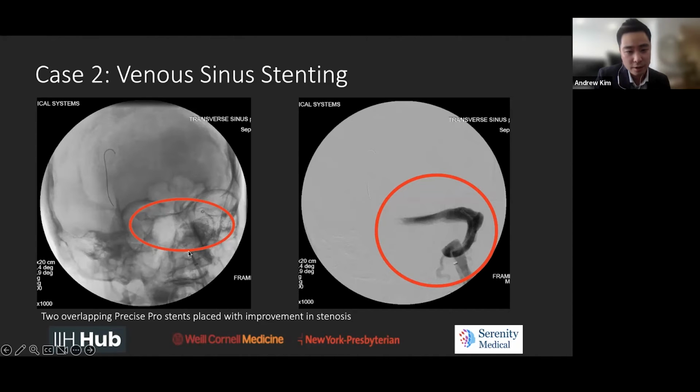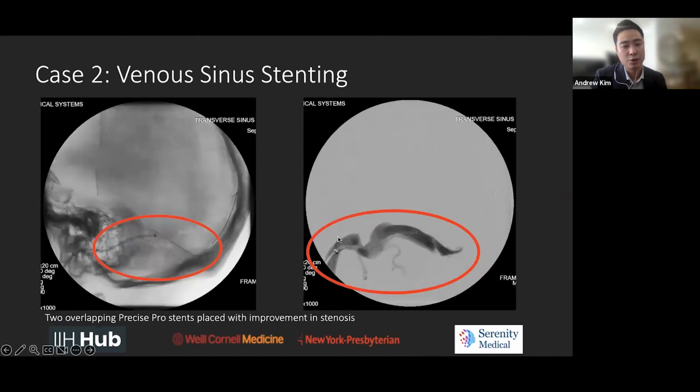This is the frontal view. You may have to squint your eyes a little bit to see that stent, but you can see the correlating image here demonstrating nice, robust flow through that stent. So there's a marked improvement in that stenosis. Let me just show you a different view here. This is the lateral view. You can see a little bit better the stent that was placed in that left transverse sigmoid venous region. And you can see nice, robust flow where there used to be moderate stenosis. Now it's just nicely open.